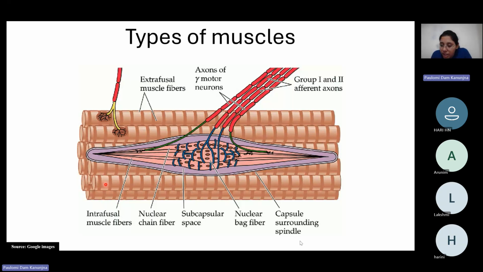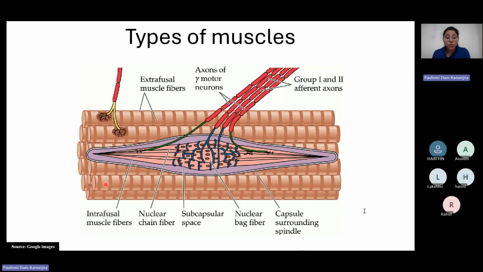I had a question here. Ma'am, in the stretch reflex, how does it decide to go back? There is no interneuron in the stretch reflex arc. There is no interneuron. That's why it's monosynaptic. Interneurons are in the withdrawal system, right?